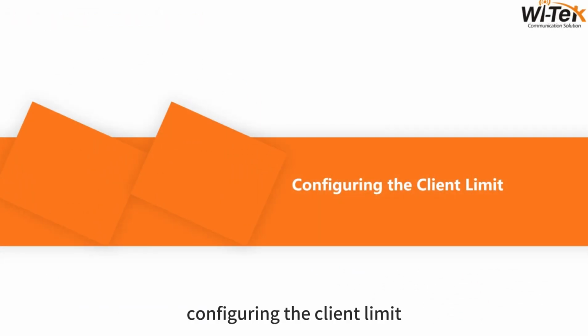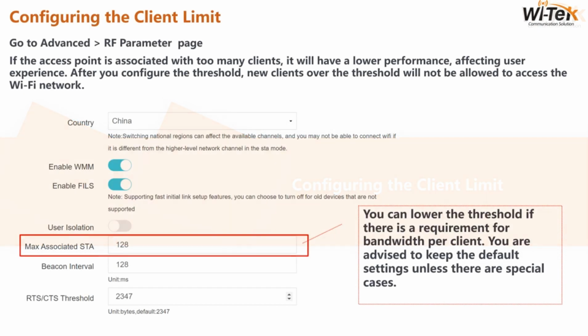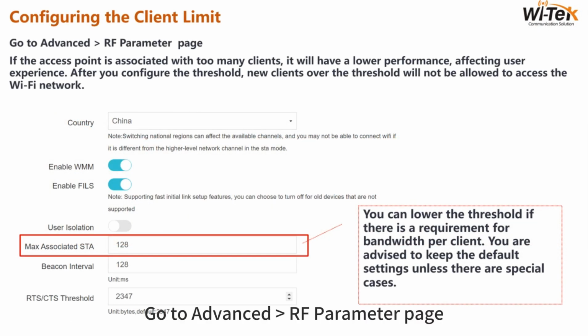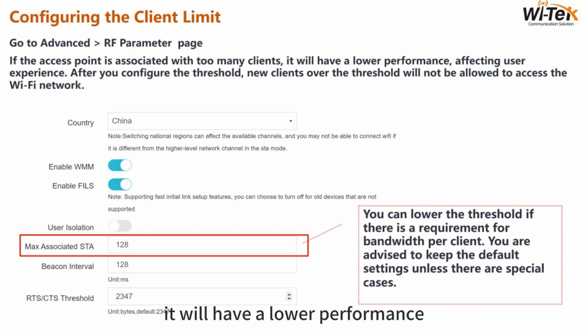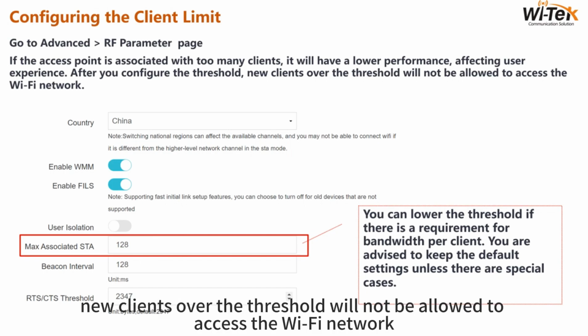Part 6. Configuring the client limit. Go to the Advanced RP Parameter page. If the access point is associated with too many clients, it will have lower performance, affecting user experience. After you configure the threshold, new clients over the threshold will not be allowed to access the Wi-Fi network.